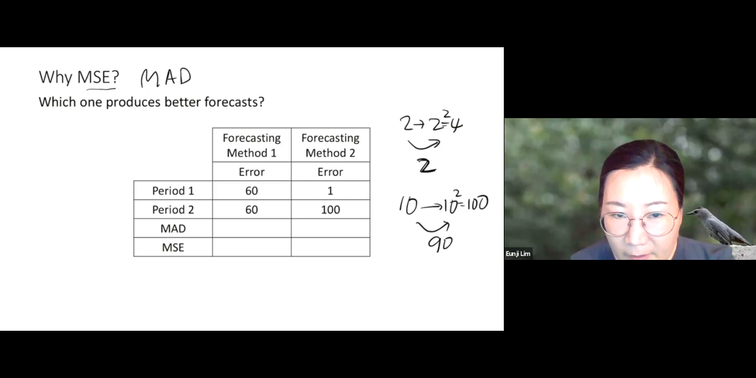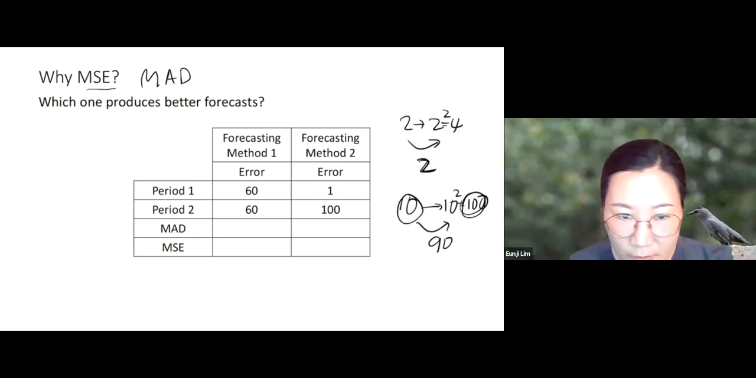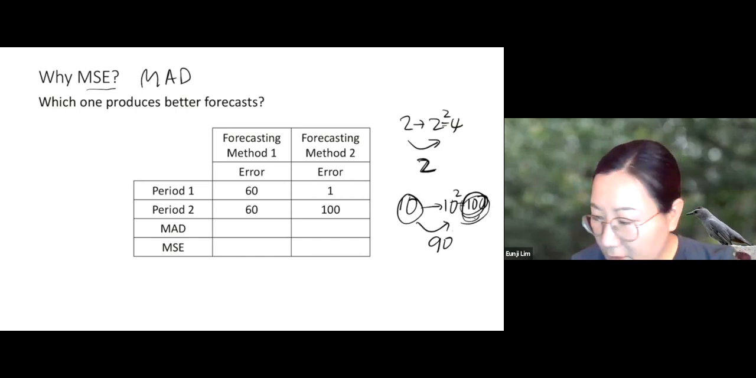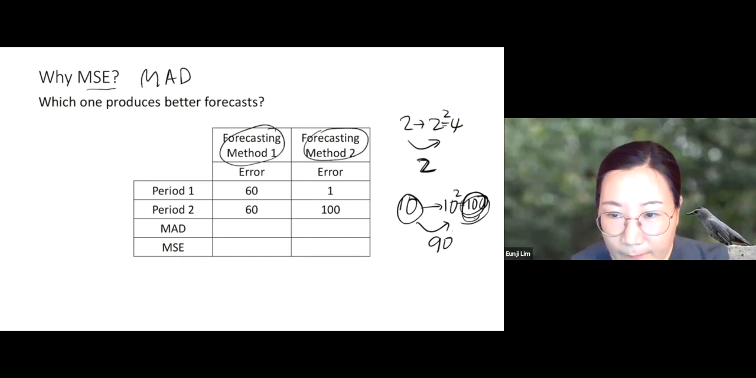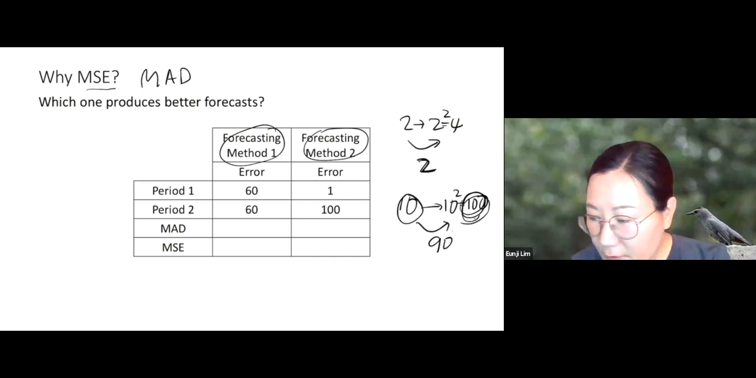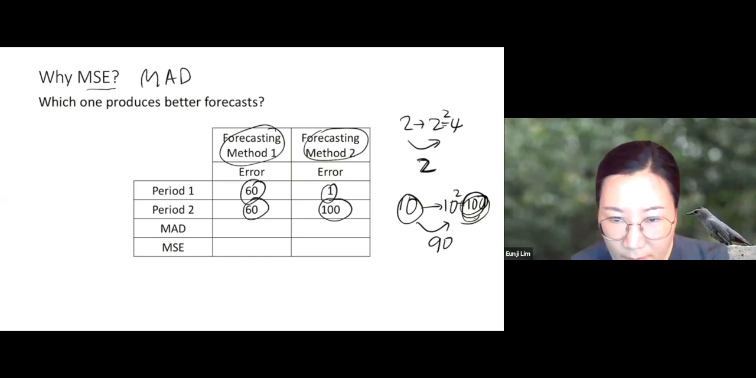So if you square errors, you're making larger errors much, much larger. So you're emphasizing these large errors. Let's look at the following example. Suppose you have two forecasting methods and we want to compare them. The first method produced errors of 60 and 60 in period 1 and period 2. And the second one produced errors of 1 and 100 in periods 1 and 2.